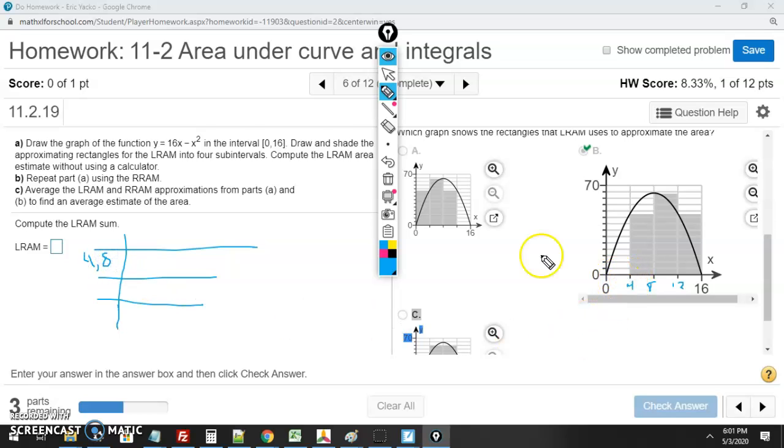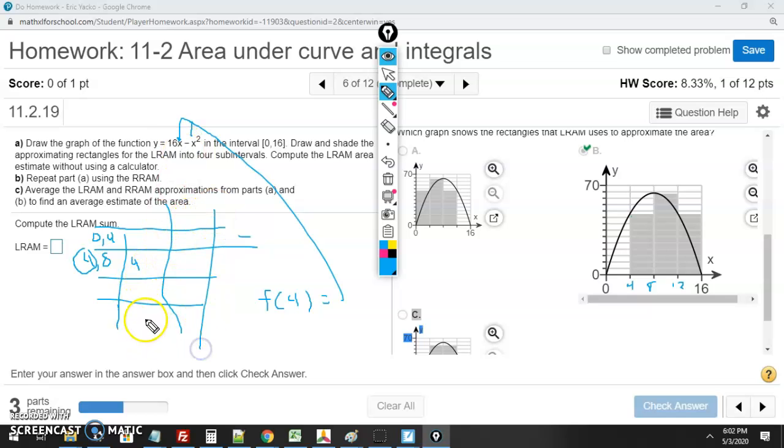Now, it does say from 0 to 16, but there is no rectangle in this 0 to 4 region. You could do 0 to 4 for the LRAM, but the area of this is going to be nothing. So for 4 to 8, the base is 4. The height, if we're doing LRAM, we are using the left coordinate, so we would be using 4. So you would do f of 4, plugging 4 into this function for both x's. Then you would calculate what that is.